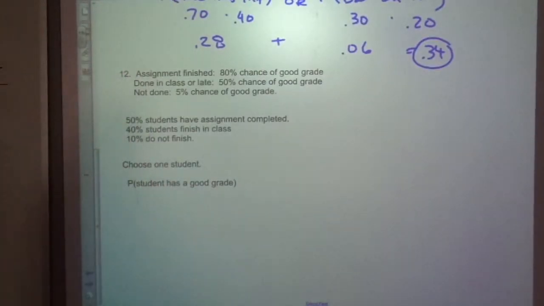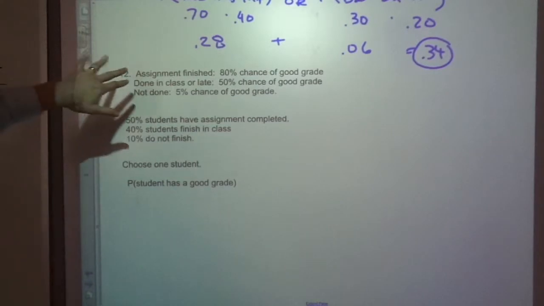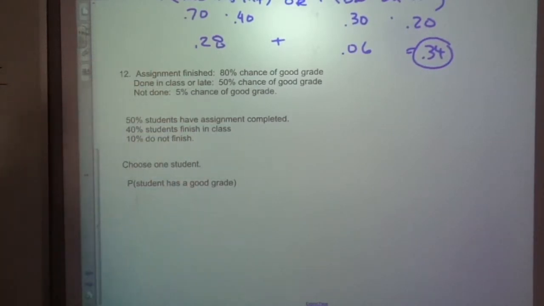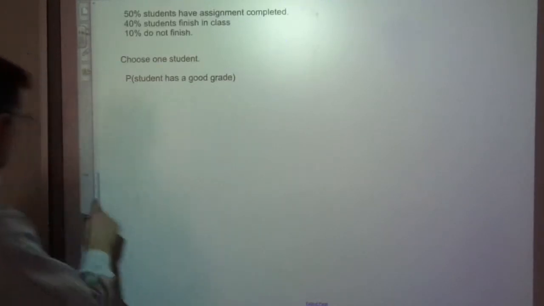Okay. This one, if your assignment's finished, you have an 80% chance of getting a good grade. If it's done in class or late, you only have a 50% chance of a good grade. If it's not done at all, only a 5% chance of a good grade. So here's what happens. If we're going to pick a student at random, what's the probability he has a good grade? Okay, well, how could he possibly have a good grade?